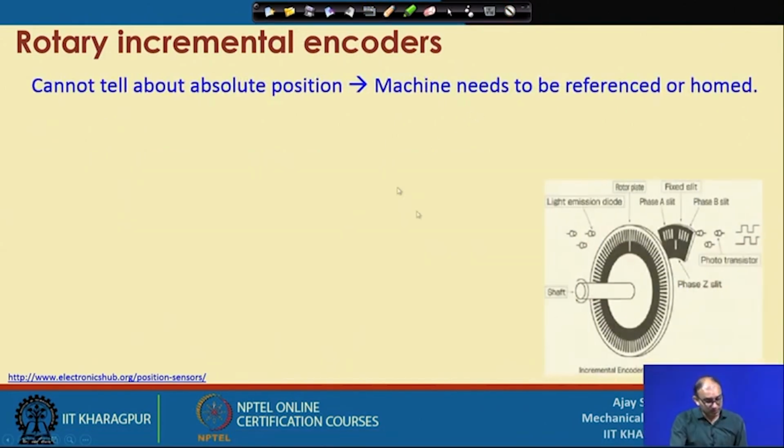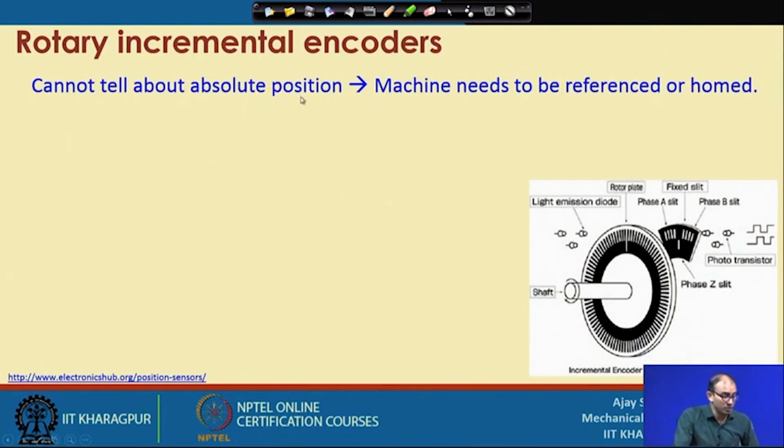Right, but what is the problem with this? It cannot tell you the absolute position. As we have seen in the earlier slide, suppose it is reaching some location, say here. It has to move to this Z location first to find out what the position is, because unless it reaches that reference position, it will not tell you the location of the part. So the machine needs to be referenced or homed. This Z is called the home position or the reference position.